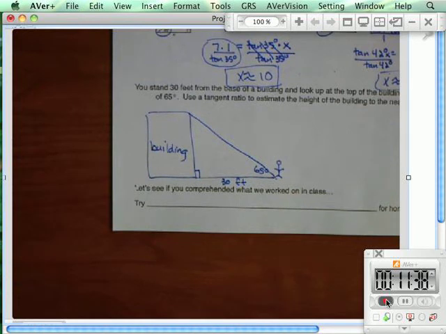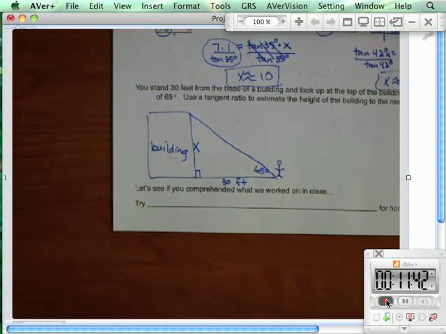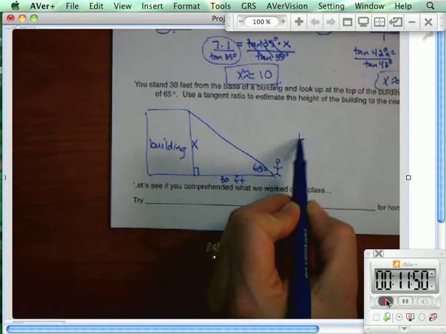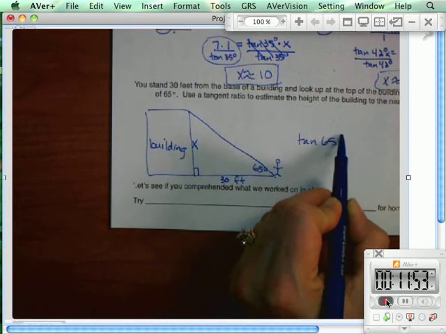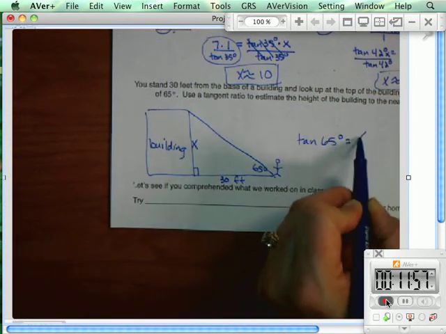How tall is the building? Pretty tall. Well, guess what? We know a trig ratio now that we can use to figure that out. So, I'm going to use the tangent of 65 degrees is equal to the opposite, which is x over 30.